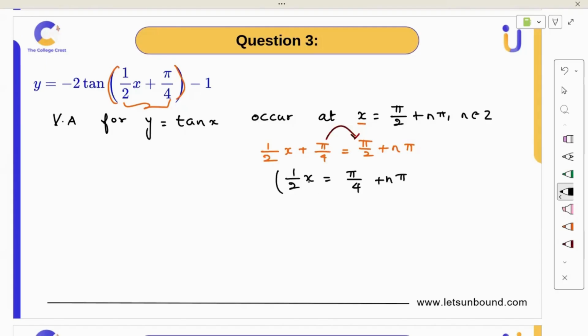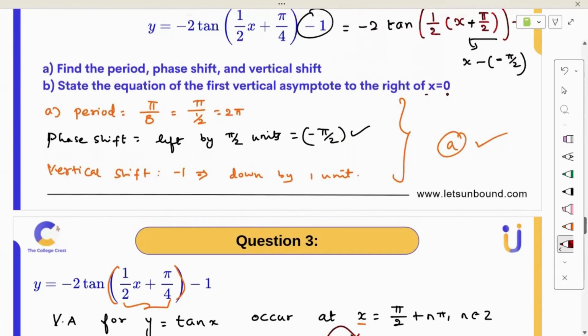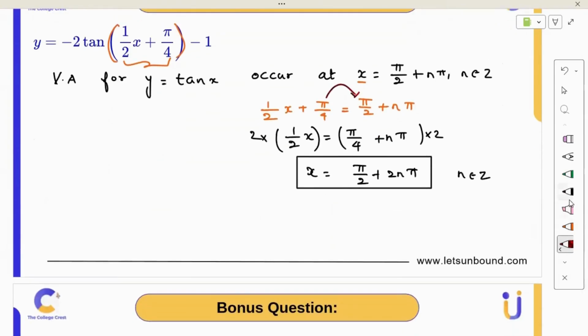Then you multiply by 2 throughout the equation, for both left and right side. So x is equal to 2 pi by 4, which becomes pi by 2, plus 2n pi, where n belongs to Z. Okay, this is general. I'm telling all the asymptotes in this one equation. But I need the first vertical asymptote to the right of x is 0. Okay, you can put n is 1 or n is 0, you can put x is equal to pi by 2.